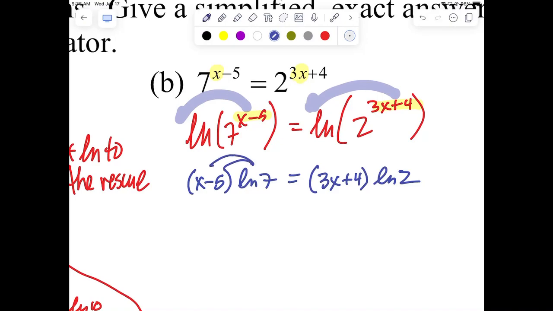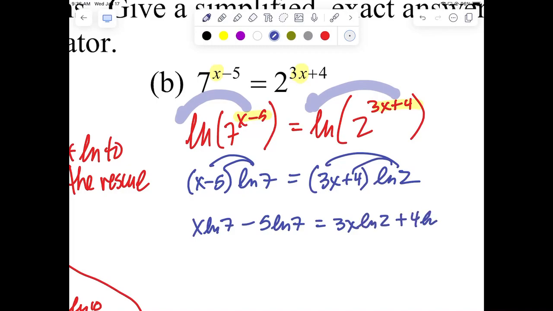So I'm going to distribute the natural log of 7, and I'm going to distribute the natural log of 2. So I'm going to get x natural log of 7. Instead of the natural log of 7x, I write it as x natural log of 7 minus 5 natural log of 7 equals 3x natural log of 2 plus 4 natural log of 2. Now I have x terms and numbers.